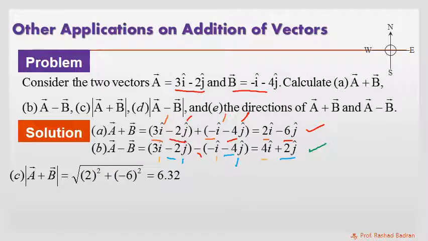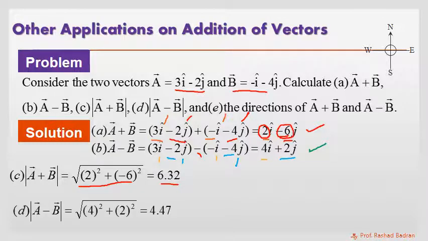To do the magnitude, all you need to do is take the x component here and the y component here, take the square of each one, add them together, and take the square root to get an answer of 6.32 for the magnitude of the added vectors. The magnitude of a minus b can be done in a similar way.